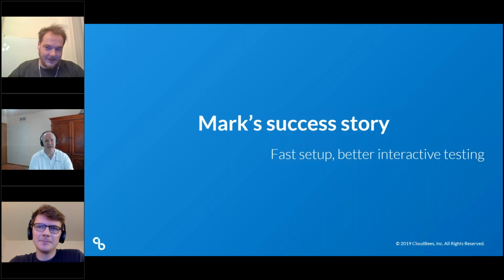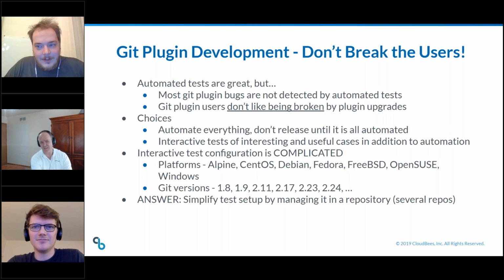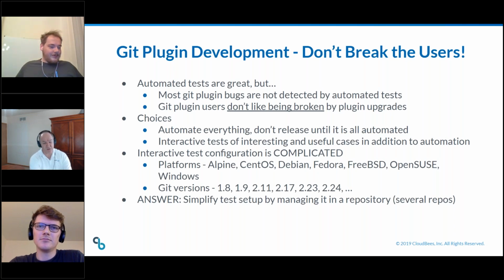Sure. So I had a very specific problem. I maintain the Git plugin, and as part of that, I'd like to be sure that I don't break the users. There are over 250,000 installations of many of these very high visibility plugins like the Git plugin. I love automated tests, but unfortunately, most of the bugs that were being reported were not detected by the automated tests. And Git plugin users really don't like being broken by plugin upgrades. So two choices. I could either automate everything and never release until it's all automated, or admit that I still need to do interactive testing.